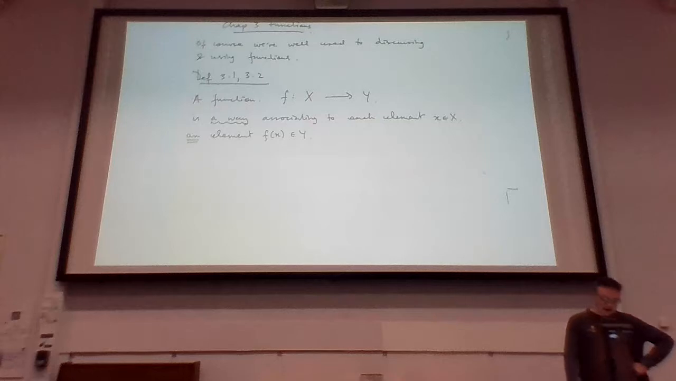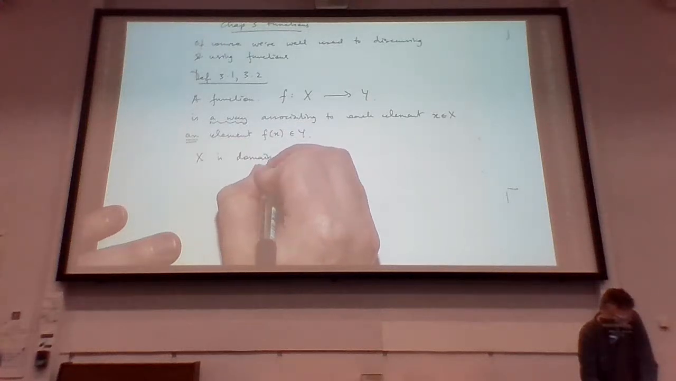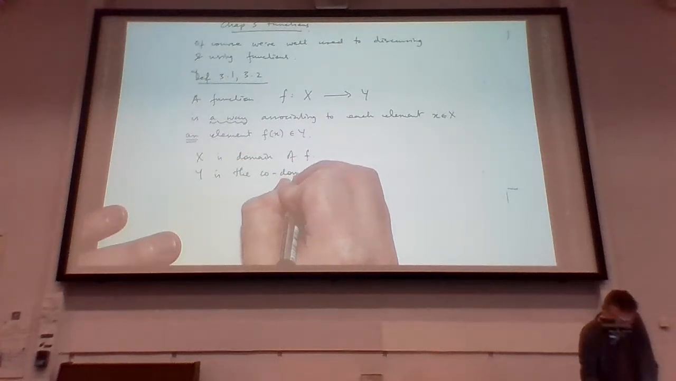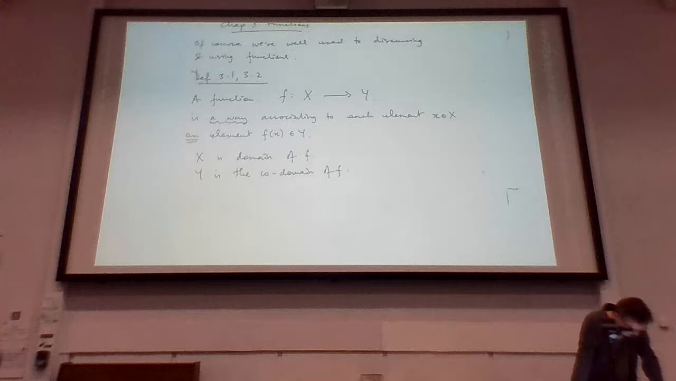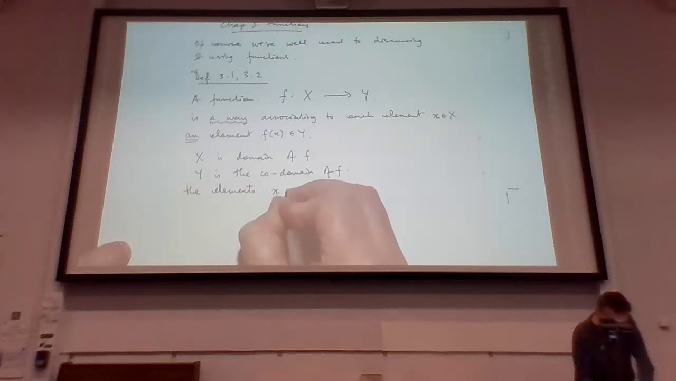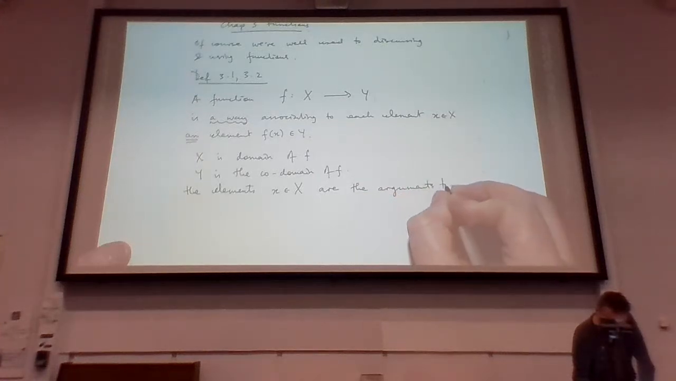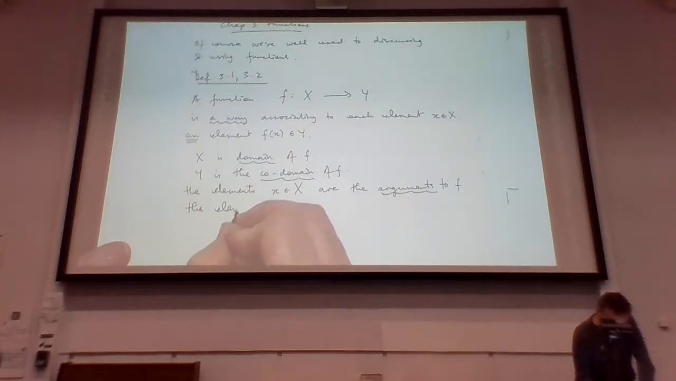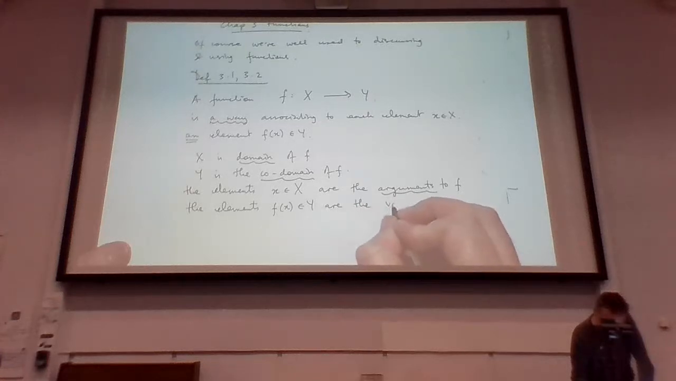So some terminology and notation. X and Y are sets. X is the domain of f, the domain of the function f. Y is the codomain. And some other bits of terminology: the elements x from the set X are the arguments to the function. The elements f of x, which live in Y, are the values of the function.